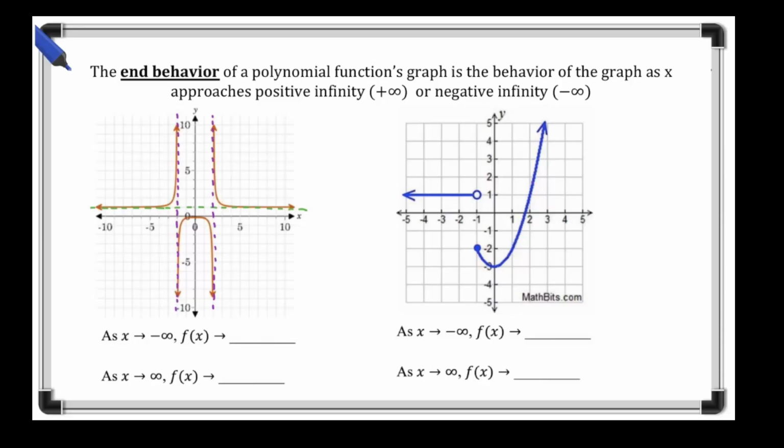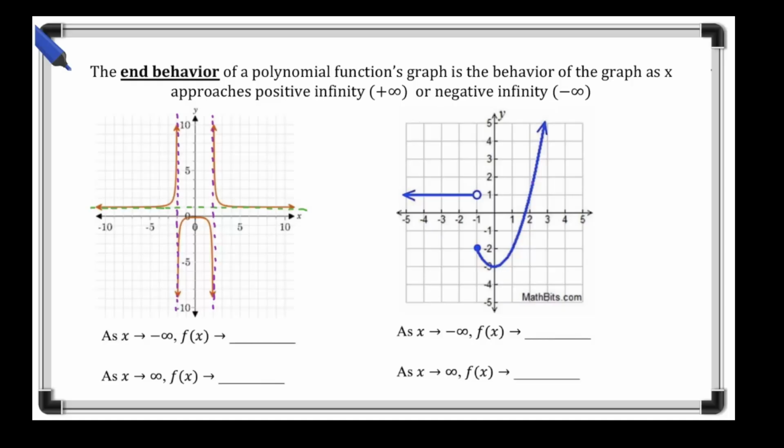All right, so let's talk about end behavior. Now, the end behavior is where you're looking at a graph, and the behavior of the graph is when x is approaching either positive or negative infinity, we want to know what's happening to that function. So what is it doing? Where is it approaching? Is it a specific value or is it infinity?